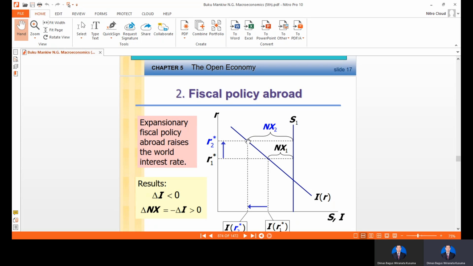If there is expansionary fiscal policy from abroad, from other countries, expansionary fiscal policy means that other countries raise the world interest rate. So the interest rate rises from the world perspective.